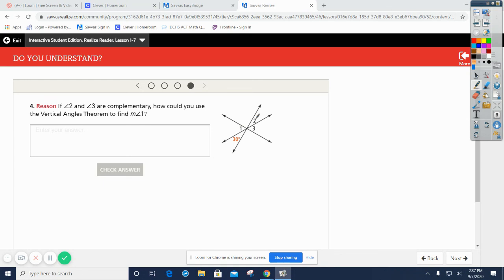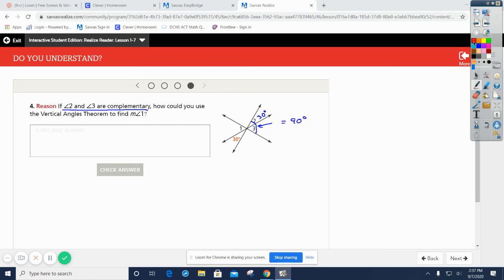So what do we know about angle 2 and 30 degrees? Those are vertical angles. They're right across from each other, two straight lines. So that means angle 2 is 30. I can put that in there. It says that angle 2 and 3 are complementary, so these two together right here have to equal 90 degrees.